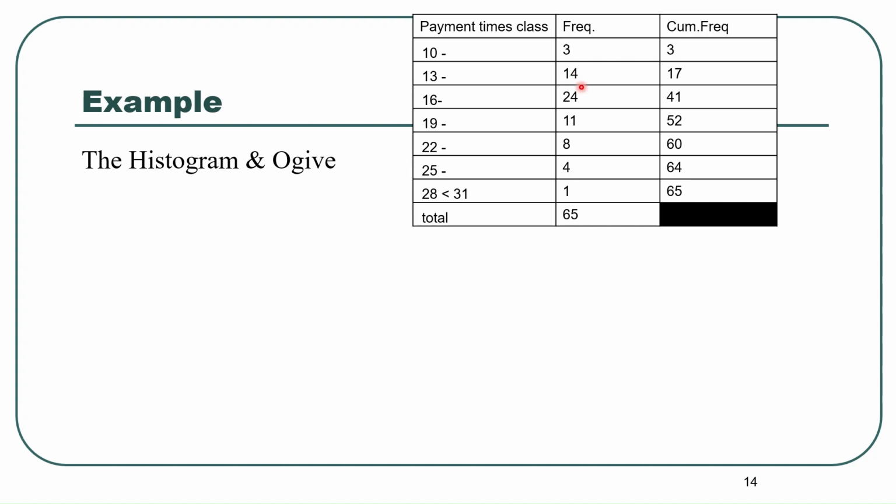How many were less than the upper boundary of that third class, which is less than 19? So how many were less than 19? Those 24 and those previously 17, which are these ones. So all of these were less than 19, and so on, till you find yourself at the last class: how many were less than 31? These are the total sample size. So the last class has to end with 65, and the first class has to begin with the first frequency.